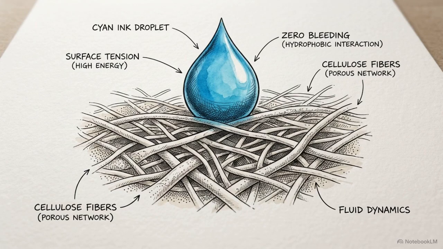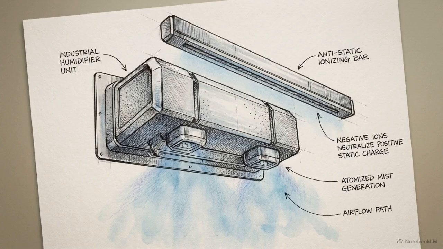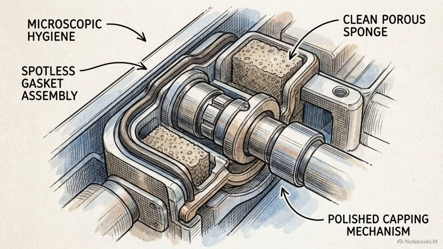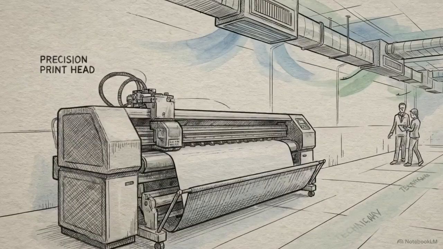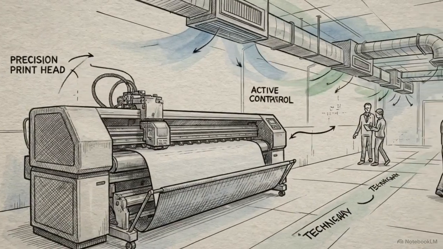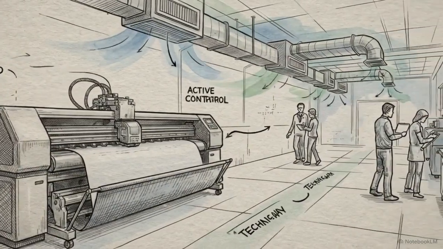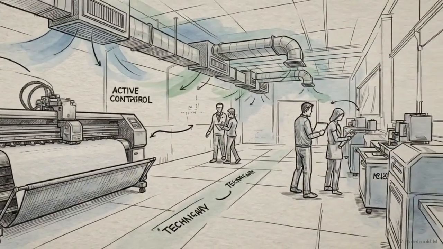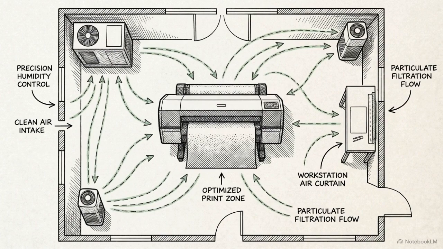Success requires matching material chemistry to your ink, neutralizing the static fields in the air, and maintaining microscopic hygiene around the maintenance zones. Now that we've diagnosed the environment as the true saboteur, we can begin to control it. In the next video, we will walk through the exact steps to engineer your printing space.